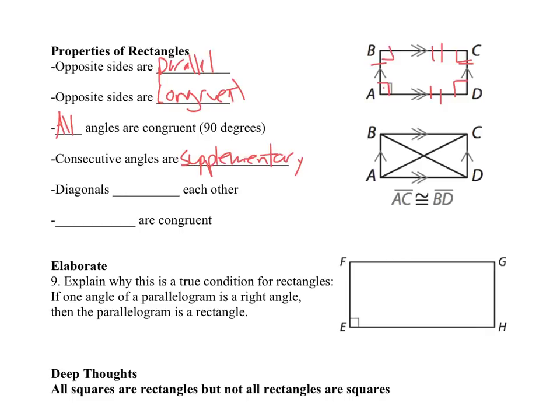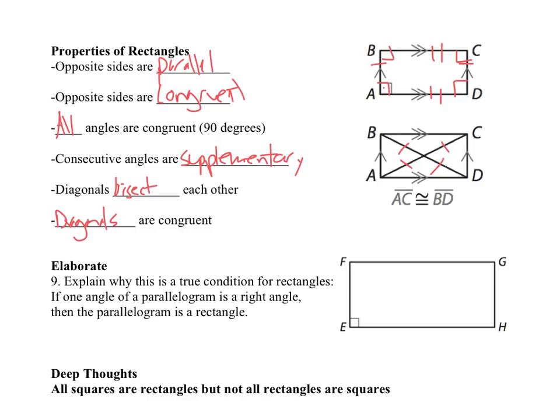And then diagonals bisect each other, just like they did in parallelograms. And diagonals are actually congruent. So one of the big things that distinguish a rectangle from a parallelogram is our diagonals, not only do they bisect each other, but they are congruent as well.